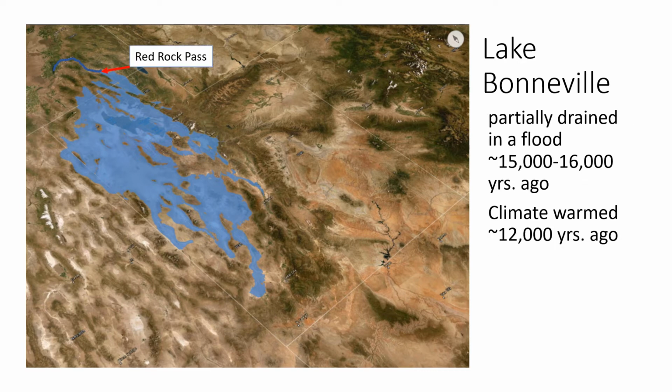Lake Bonneville partially drained around 15,000 to 16,000 years ago when it found an outlet at Red Rock Pass in Idaho. This catastrophic flood dropped the level of the lake about 300 feet. After this, the climate started to warm about 12,000 years ago, and most of the rest of the lake just dried up.